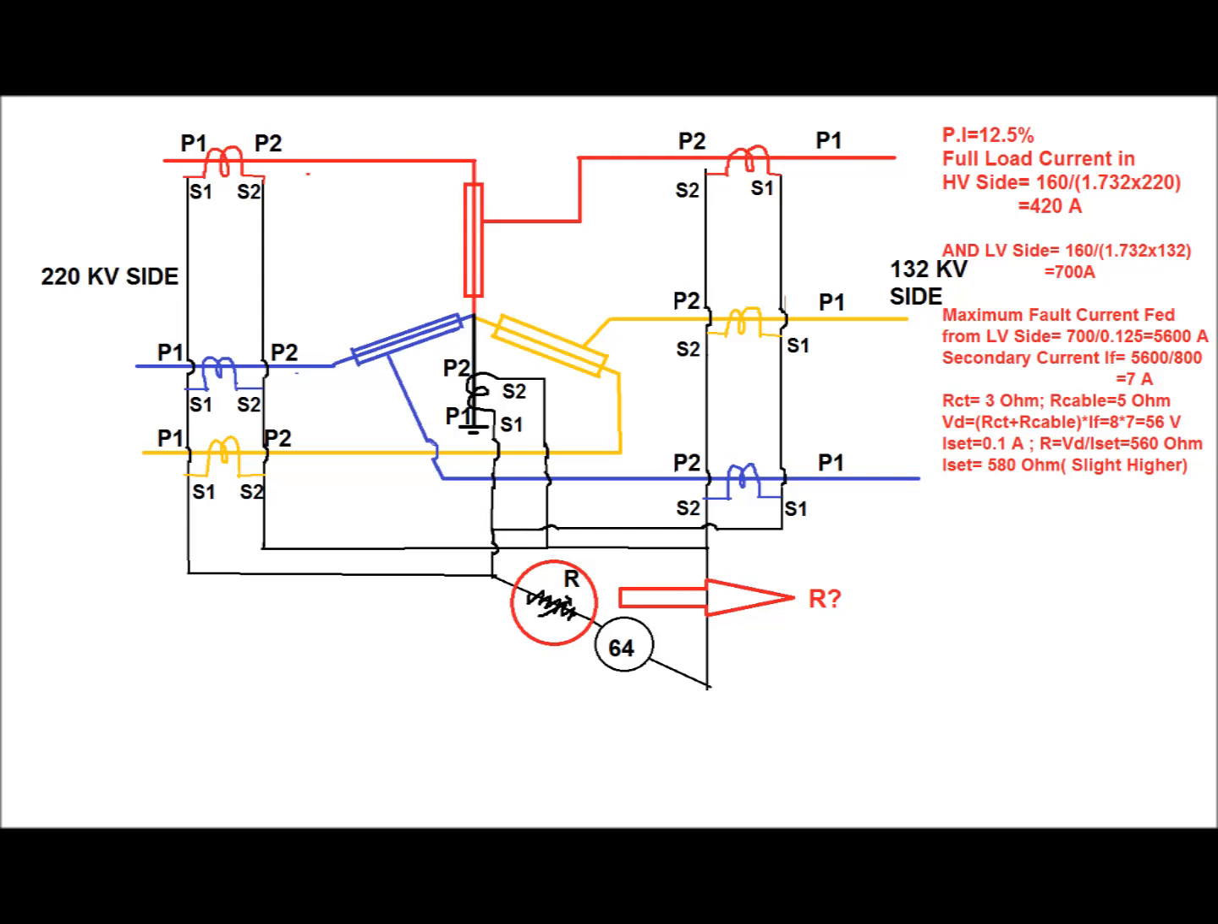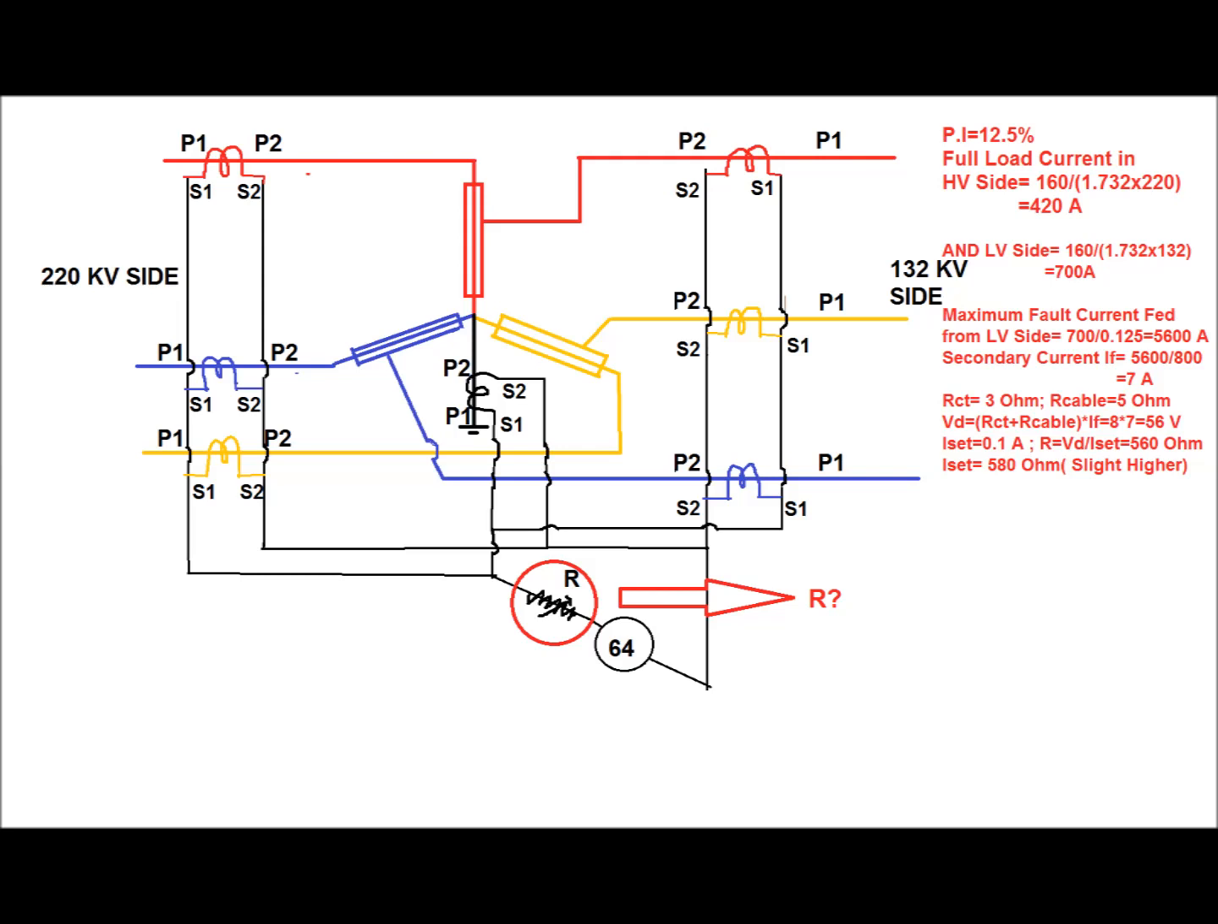Now what is the function of the resistance connected in series with the REF relay? The function of the resistance is to avoid any maloperation due to CT saturation on either side of the transformer. That is, if any CT saturates during an external earth fault, it will prevent maloperation due to CT saturation.